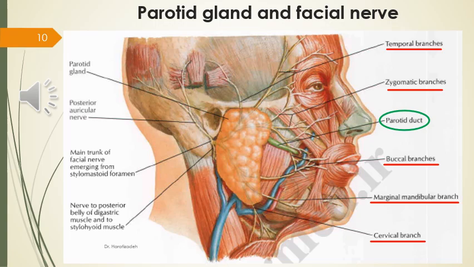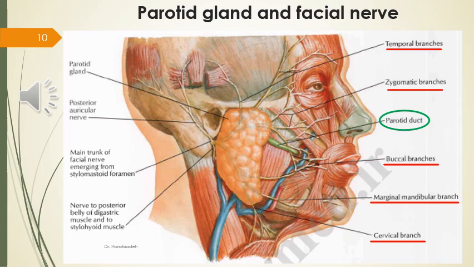The seventh cranial nerve or facial nerve is motor. This nerve enters the internal acoustic meatus, travels in the facial canal of the petrous bone, and exits from the stylomastoid foramen of the temporal bone. Then it enters the substance of the parotid gland.